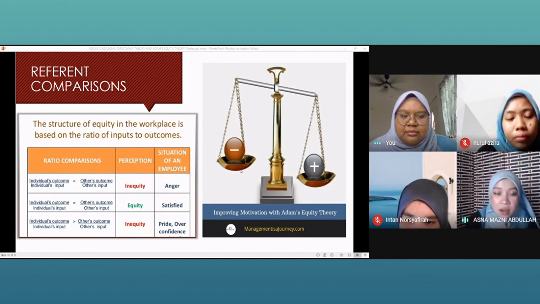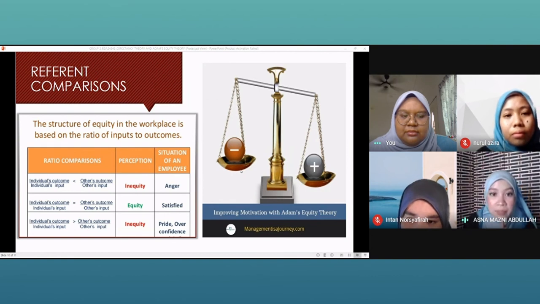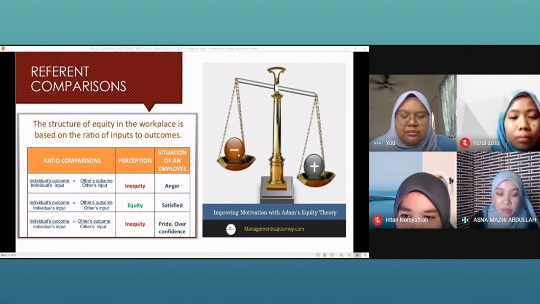The concerns of comparing input and output make the Adams equity theory of motivation complex.